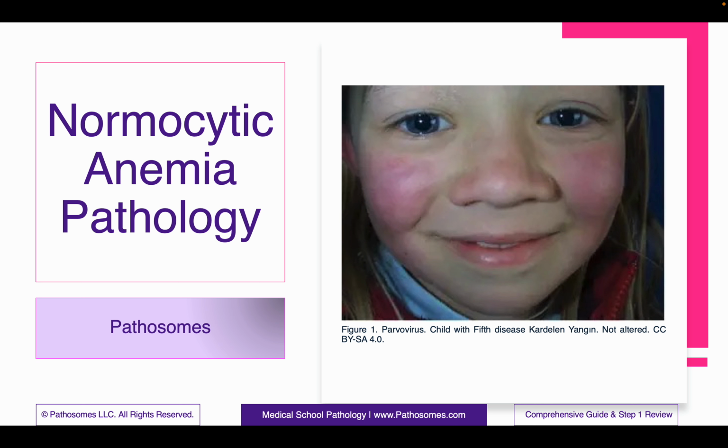You're probably wondering why this child's cheeks are so rosy. She has fifth disease caused by Parvovirus. Interesting. We're going to go over that and much more. This section is Normocytic Anemia Pathology.